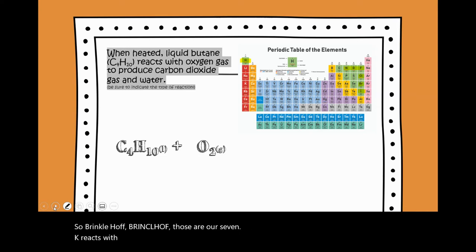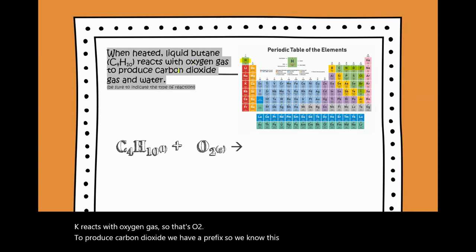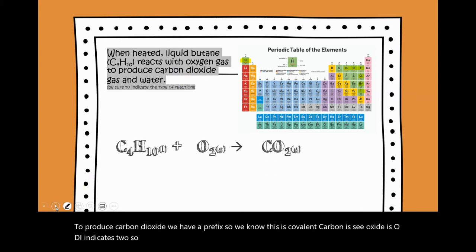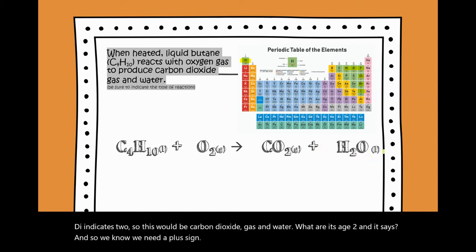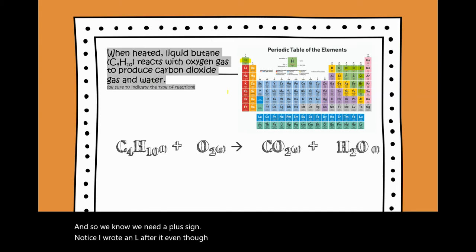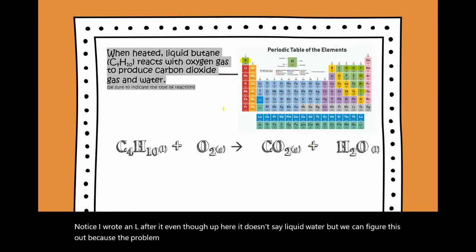Reacts with oxygen gas, so that's O2, to produce carbon dioxide. We have a prefix, so we know this is covalent. Carbon is C, oxide is O, di indicates 2, so this would be CO2 gas, and water. Y'all all know water. It's H2O, and it says and, so we know we need a plus sign. Notice I wrote an L after it, even though up here it doesn't say liquid water, but we can figure this out because the problem indicated water.